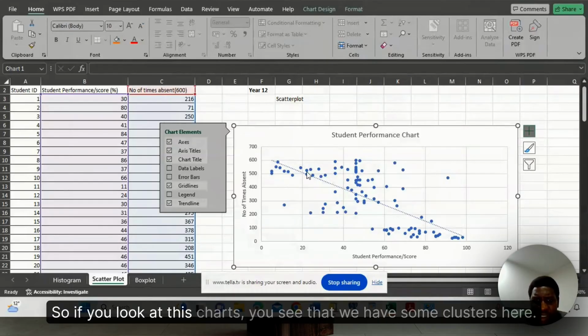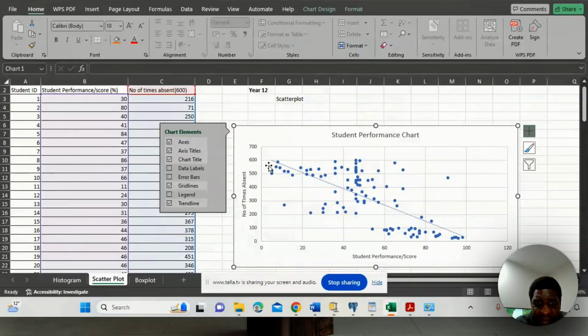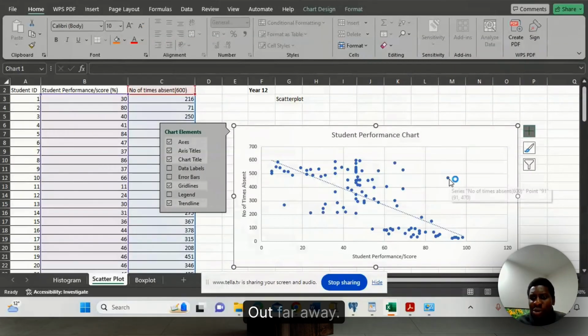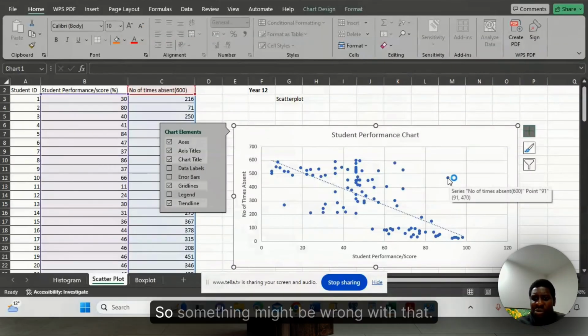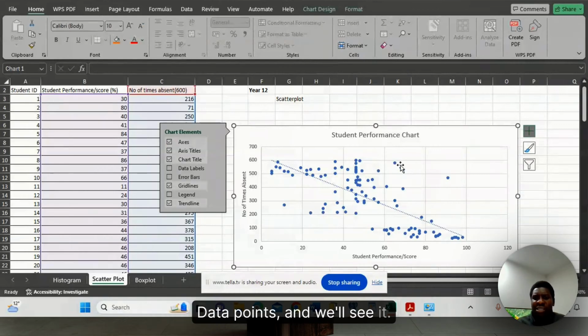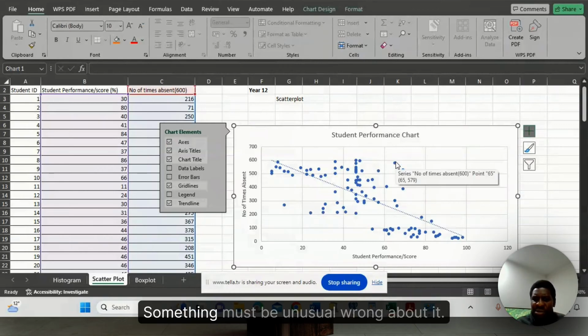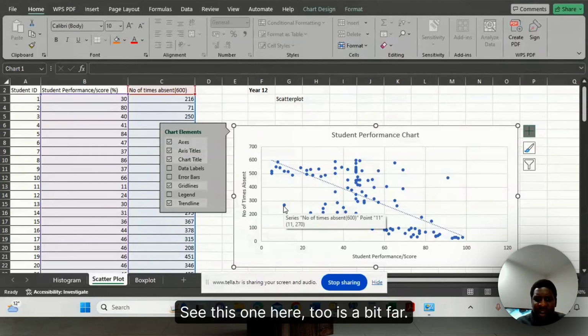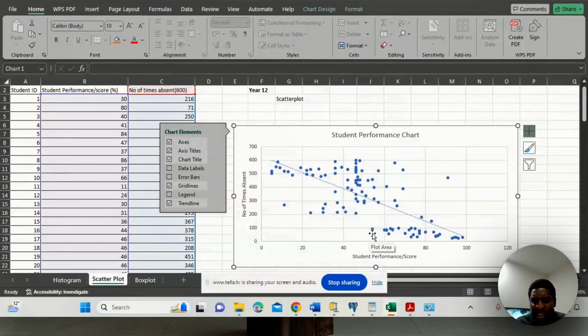If you look at this chart, you see that we have some clusters around here. All this belongs to one family. We have some clusters around here, and some others here. But look at this now, far away. Something must be wrong with that data point, and we'll see it now. See this one far away. Something must be unusual about it. See this one here too, it's a bit far. Something must be wrong. This one too is a bit far. Something must be wrong.